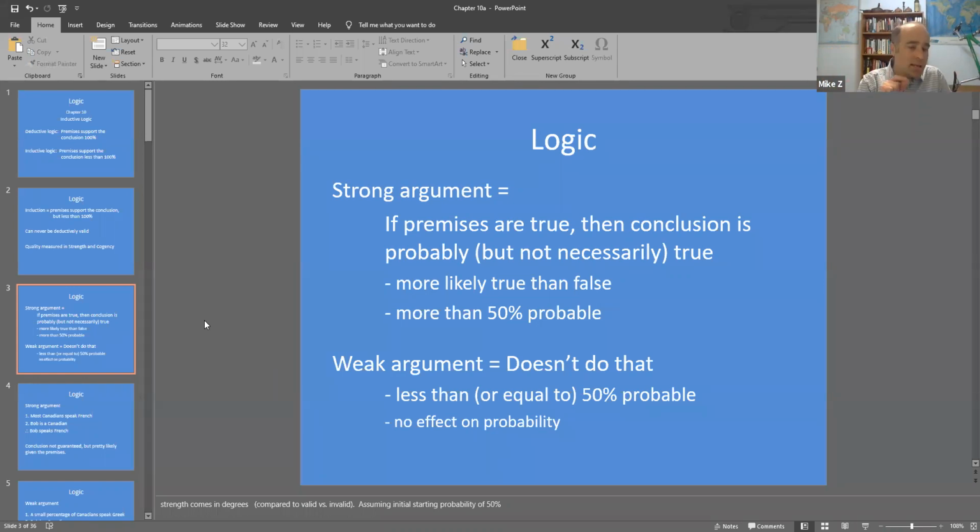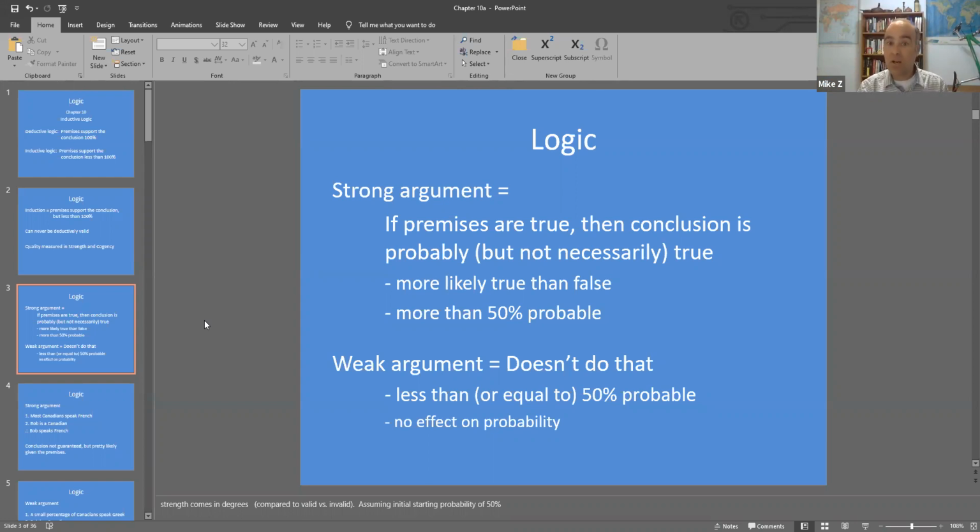Now, it might have only raised your confidence a little bit, right? It went from just bare 50% to 51% likely to be true. If so, that's still a strong argument, right? It still increased the probability that the conclusion is true.